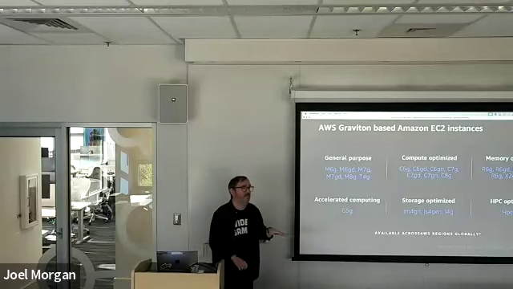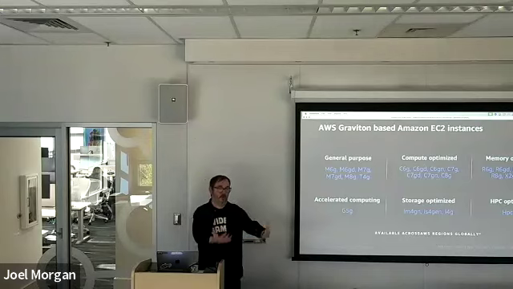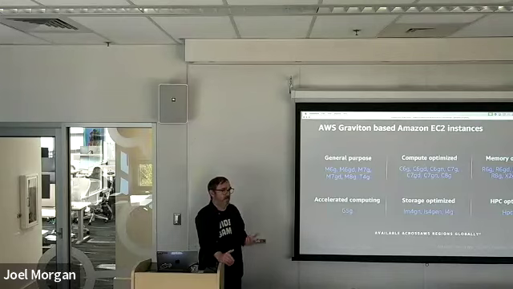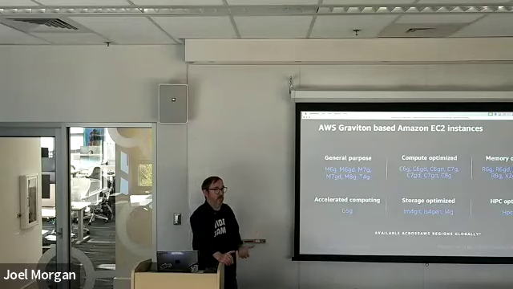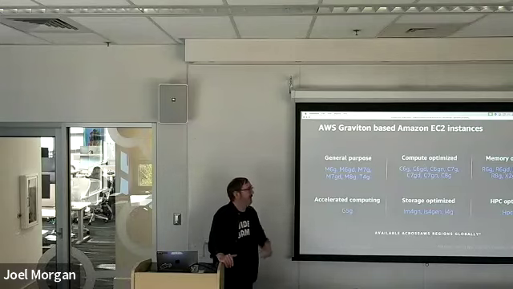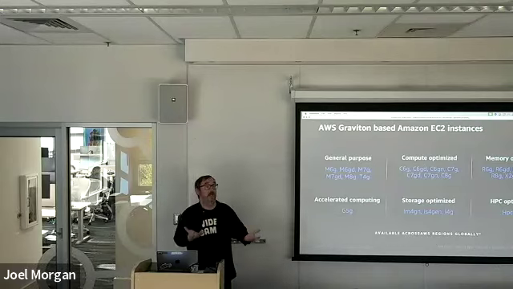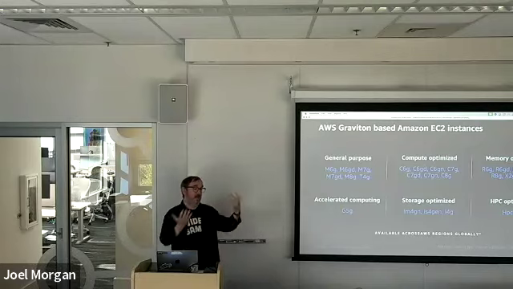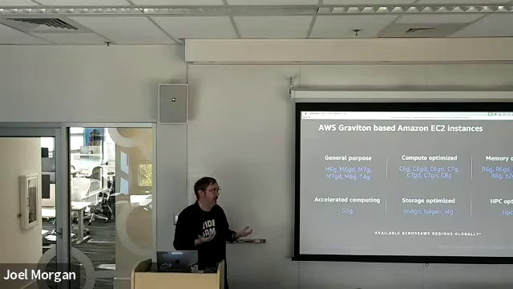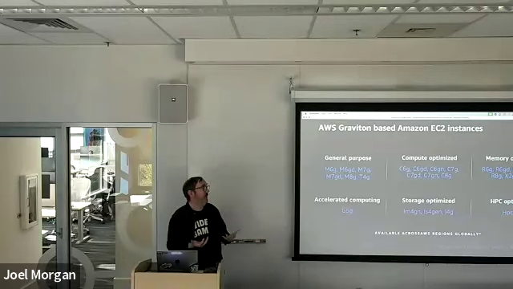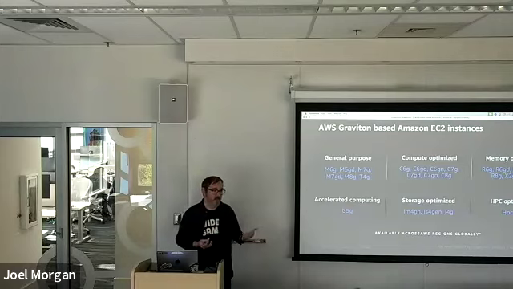Compute optimized simply means we've given you more virtual CPUs, but not necessarily more available memory, for CPU-heavy workloads. So why pay more for more RAM if you don't need it? That's why we have these different families. Memory optimized is the inverse. Especially for database or database-like applications, you may need a ton of RAM to run the application, but you may not need a ton of virtual CPUs, a ton of cores.